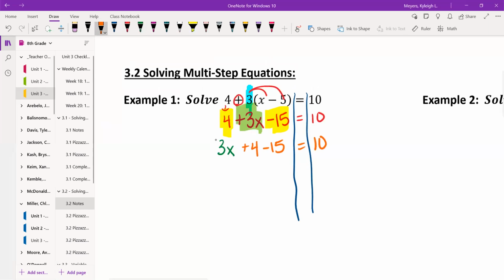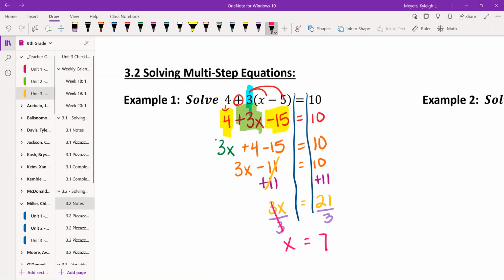Okay, and then we're going to actually combine those. So 4 minus 15 is negative 11. And then just bring our 3x down. And now it's like the equations that we did previously. So we have to undo addition or subtraction. So we add 11. Those cancel. We're left with 3x equals 21. That's multiplication, so we undo it by dividing. And then we get x equals 7.